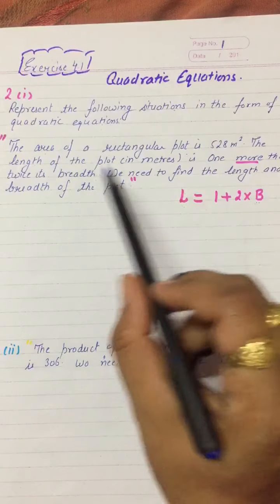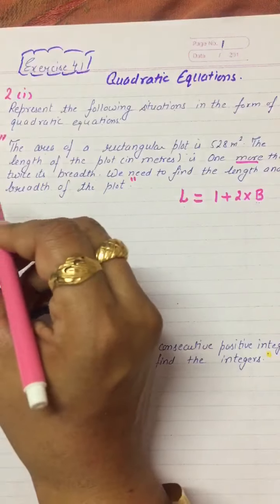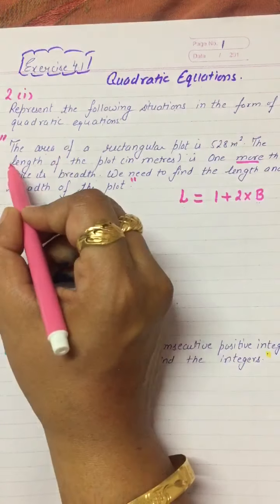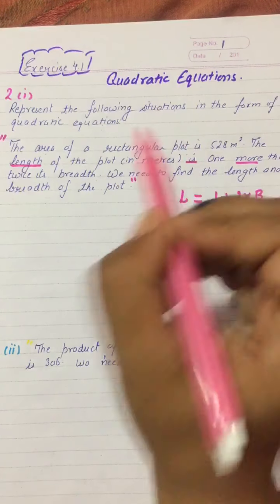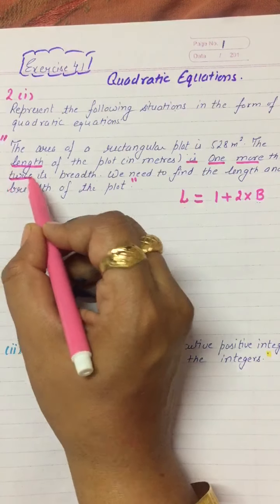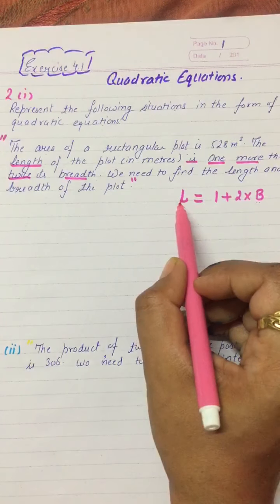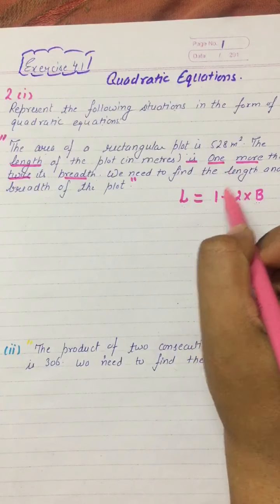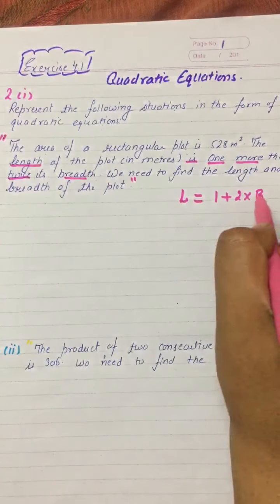Means what is given in the question, firstly I will interpret that. So come to the second line, I am going to underline it. You will do the same thing. What is given? The length of the plot in meters is, I am going to underline, 1 more than twice its breadth. So now check the underlined part. Length L is equal to 1 more, means plus, twice, 2 multiplied by breadth, means b.